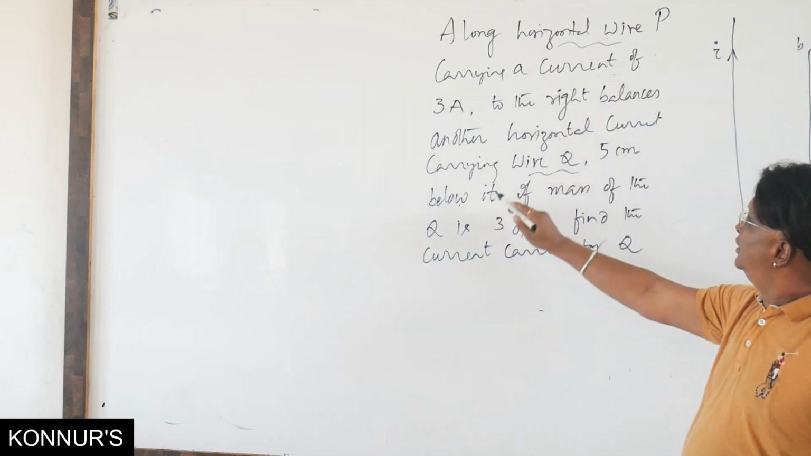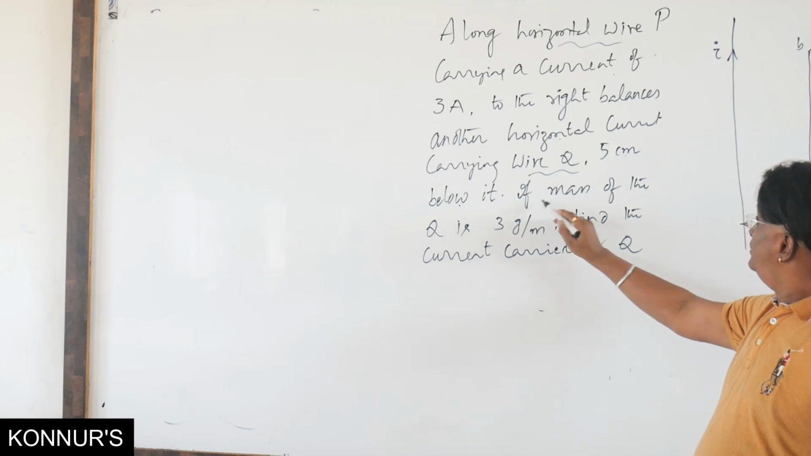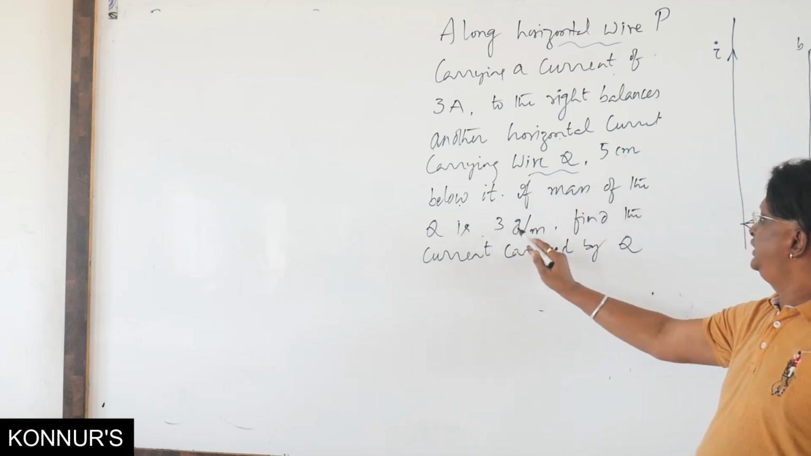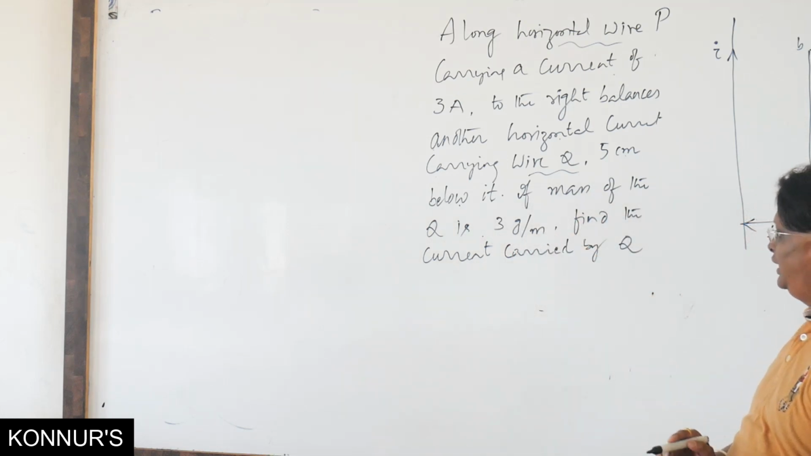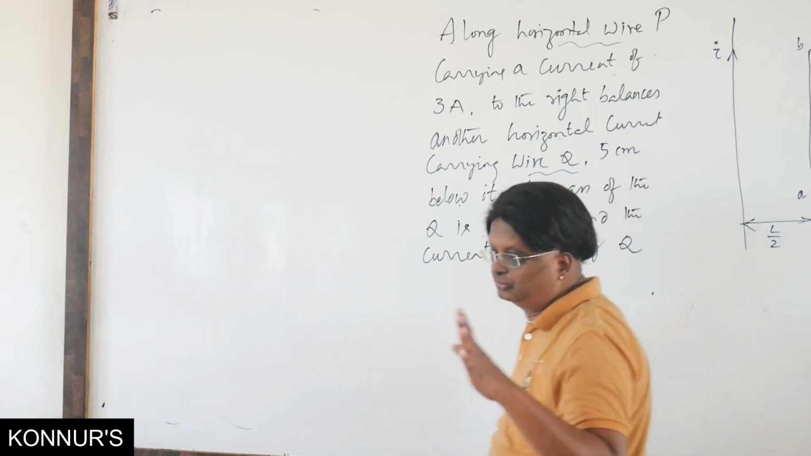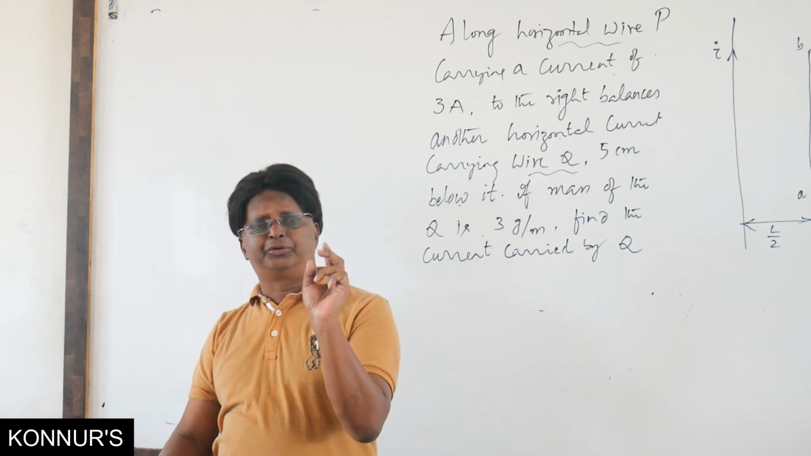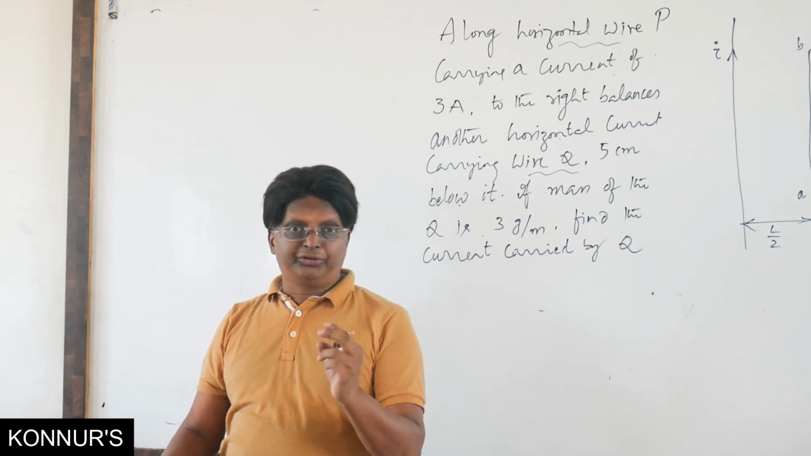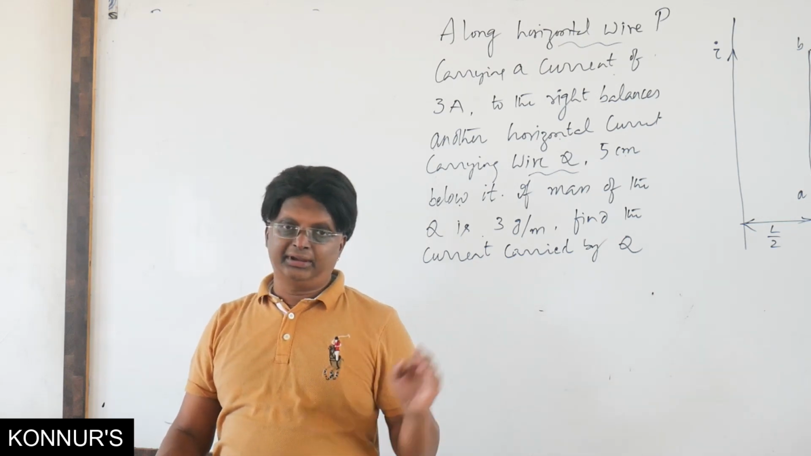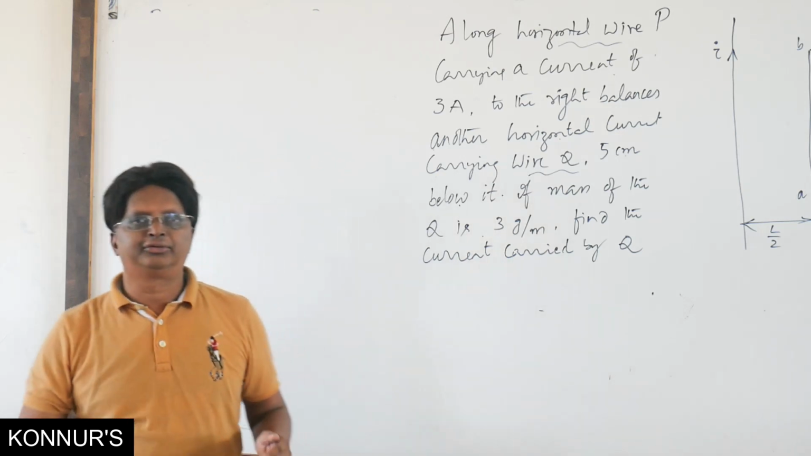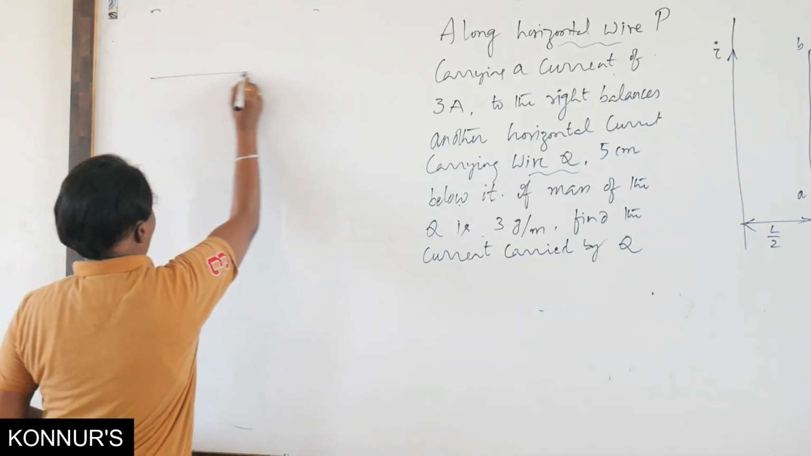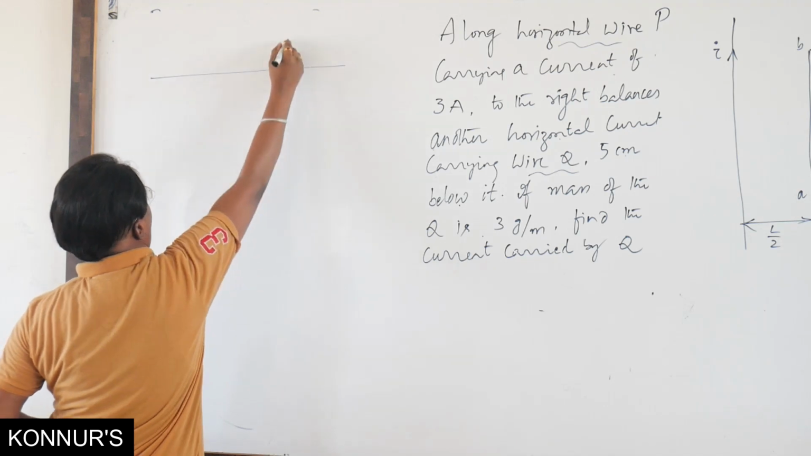It means P is below 5 centimeters. Mass of the Q is given to be 3 gram per meter. Current carried by Q. Now, if I just draw a diagram with two simple lines for the entire data, it becomes so easy for us. What is that? It is a long conductor, a long wire.